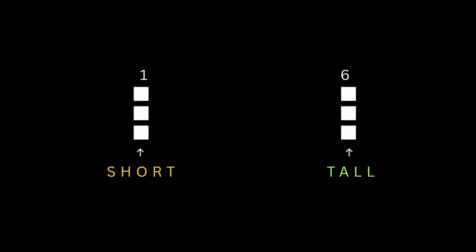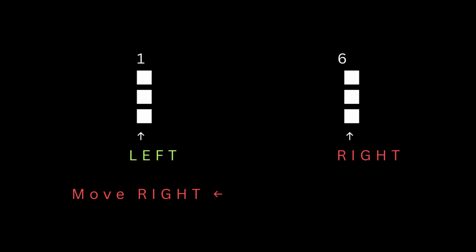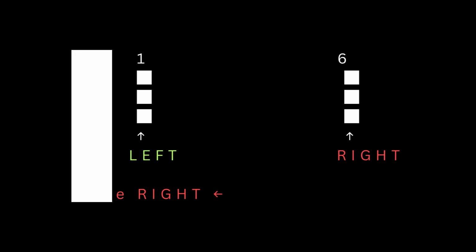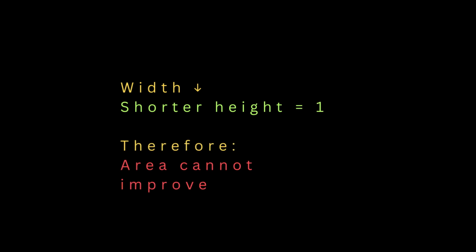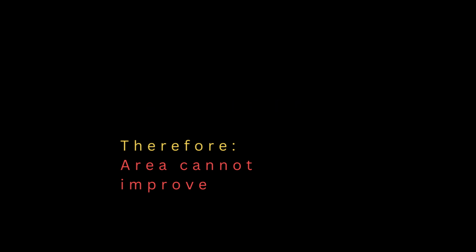Suppose instead I move the right pointer while keeping the height 1 line. The width becomes smaller and the maximum possible height is still limited by that height 1 line. So I have made the container narrower without giving myself any chance of increasing the limiting height. So keeping the shorter line is completely pointless. We have to move the shorter line and hope that we find a taller one. That's the key two-pointer insight.